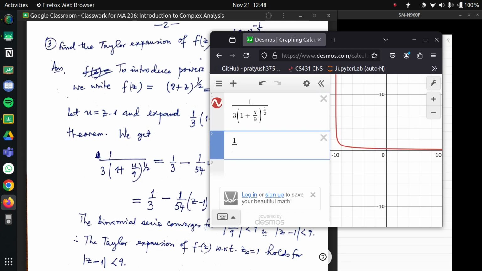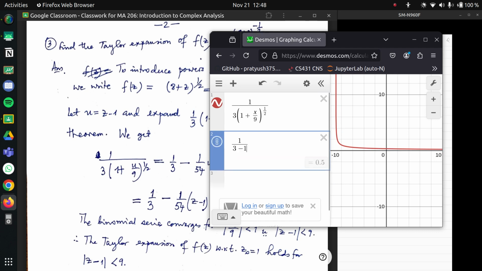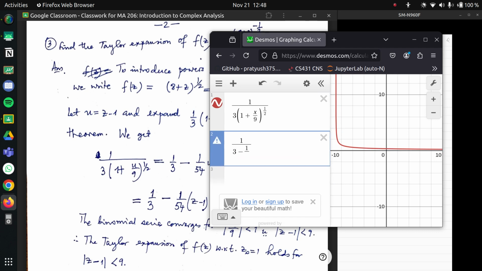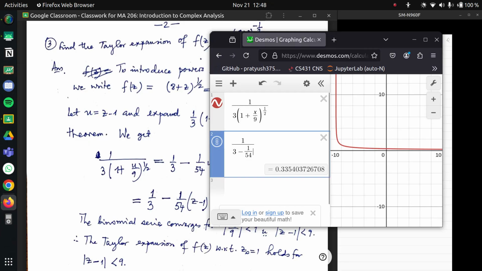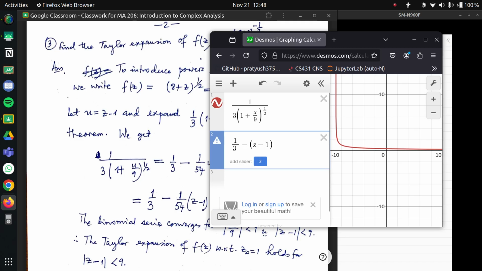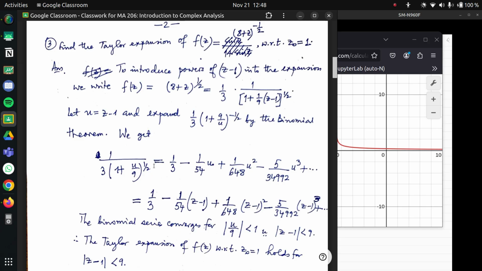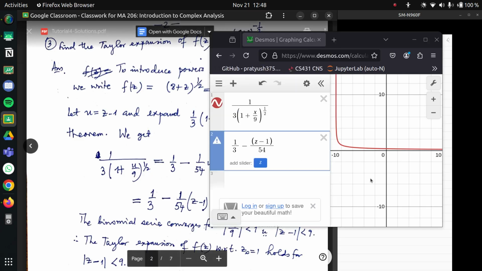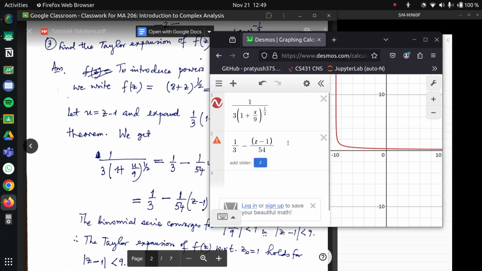Let's try it out. So it's 1 by 3. It's 1 by 54. Oops, this is not how it's supposed to be. Minus, so it's just z minus 1 upon 54. Then 1 by 648 minus 1 squared. Okay, I should put x, what I've not said.